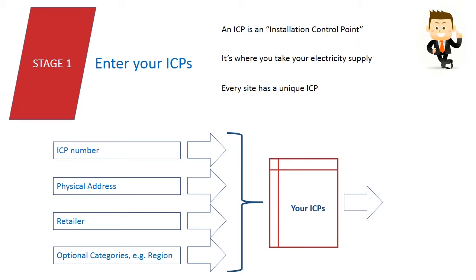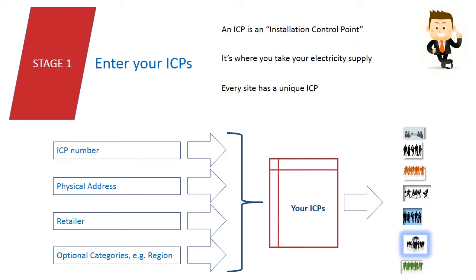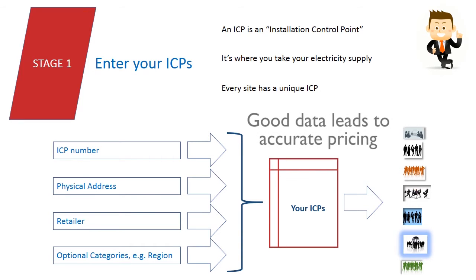That's stage 1 complete. Your ICPs are sent to your current retailers to have them provide data about consumption patterns for each ICP they supply. This is important data. It's used by all the retailers who later on will give you pricing offers. Good data helps them price accurately and works to your advantage.